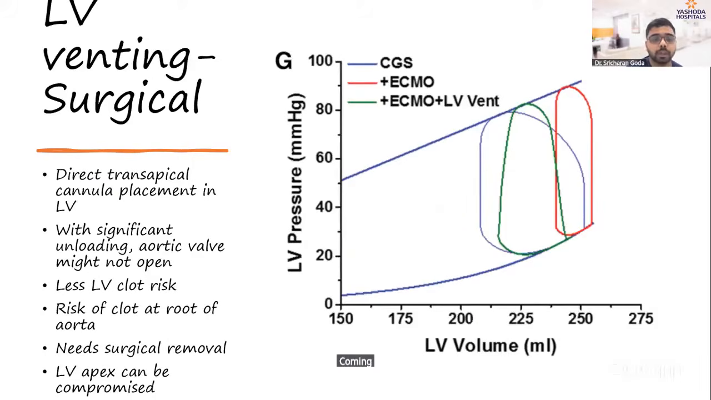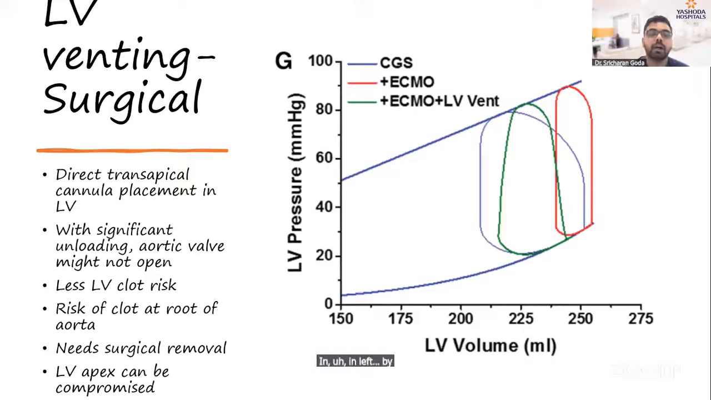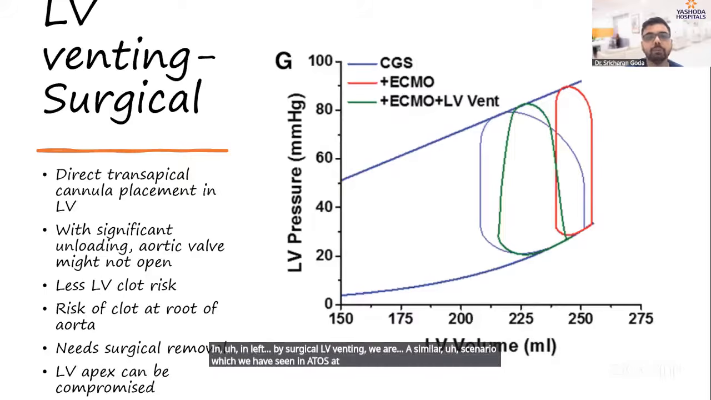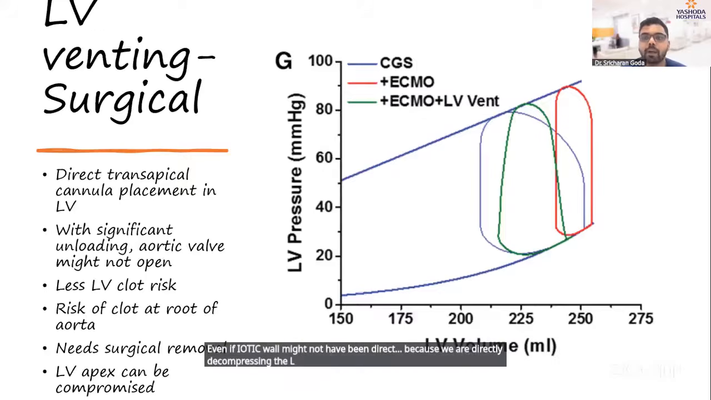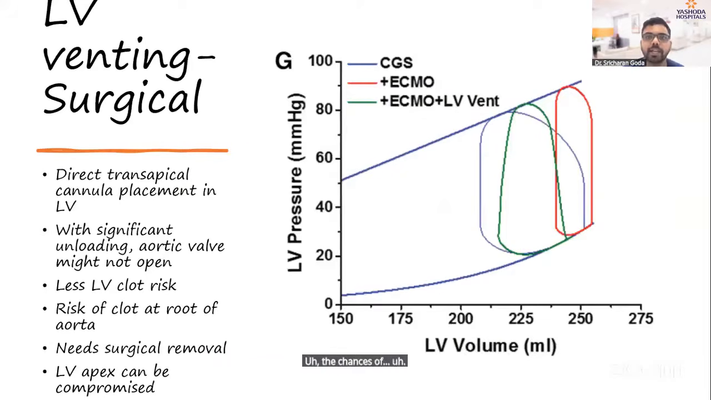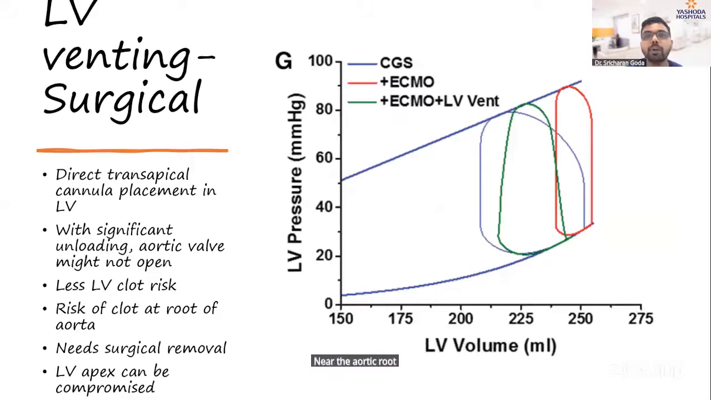Coming to surgical LV venting, this is a direct transapical cannula placement in the LV. By causing significant unloading of the left ventricle with surgical LV venting, a scenario similar to atrial septostomy might happen, where the aortic valve might not open. However, even if the aortic valve does not open, because we are directly decompressing the LV here, the chances of blood stasis and blood clots forming in the LV are relatively less. However, because the aortic valve does not open, we can sometimes see stasis of blood near the aortic root, and aortic root thrombus can happen in patients having surgical LV venting.